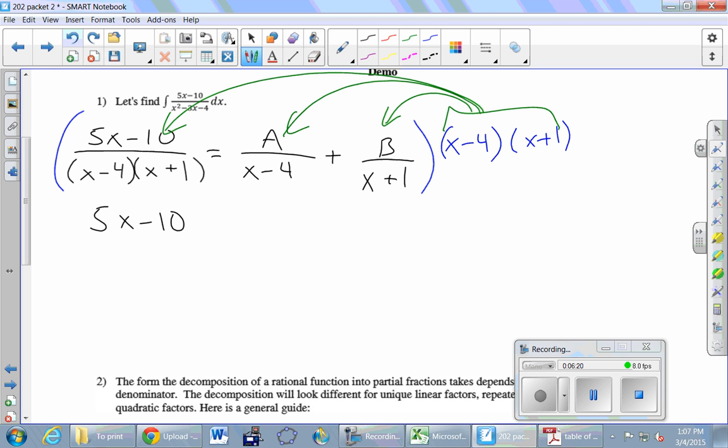And then the a over x minus 4, which part of that blue thing is going to cancel? It's the x minus 4, and so we'll still have next to the a the x plus 1. So it's a times x plus 1 plus b times x minus 4. See that? A and b are constants that we're going to figure out in order to make it so that we get 5x minus 10.